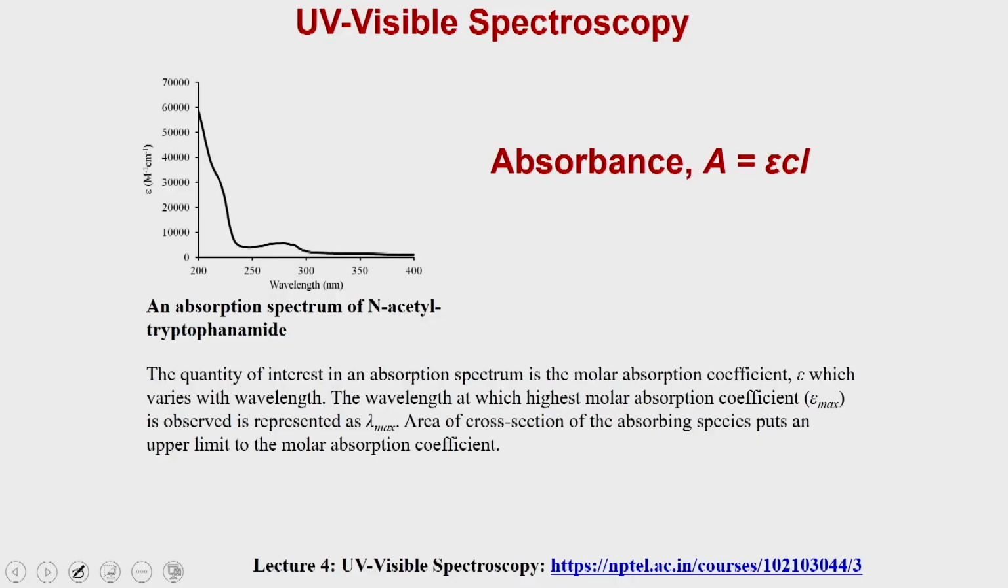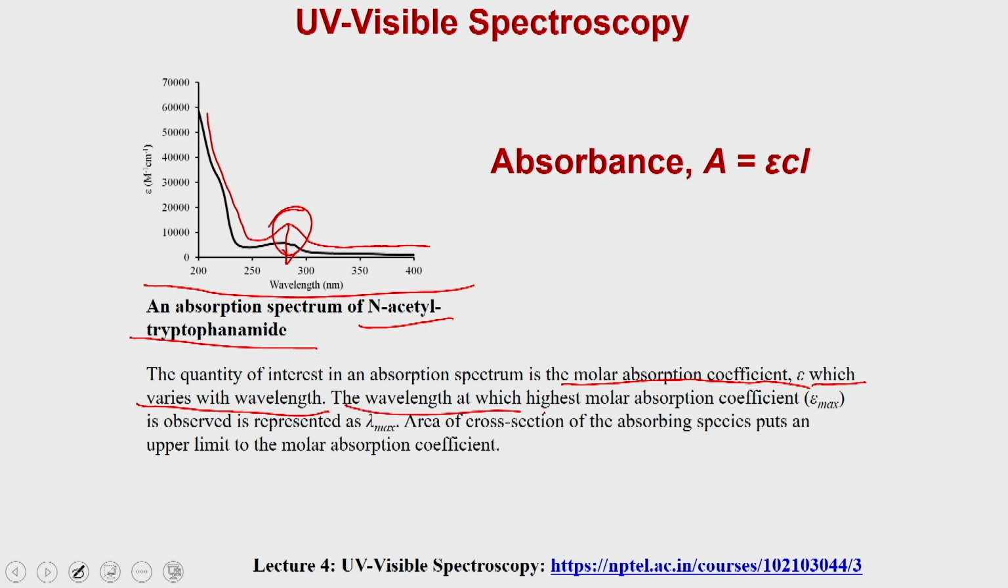Now, this is a typical absorption spectrum. What you see is the absorption spectrum of N-acetyl L-tryptophanamide, and the curve goes like this, and then it shows a peak at this wavelength. At this wavelength, whatever absorption it gives you is called the molar absorption coefficient epsilon, which varies with the wavelength. So, at the lambda max, whatever molar absorption coefficient you get, that is the absorption coefficient which people normally use.